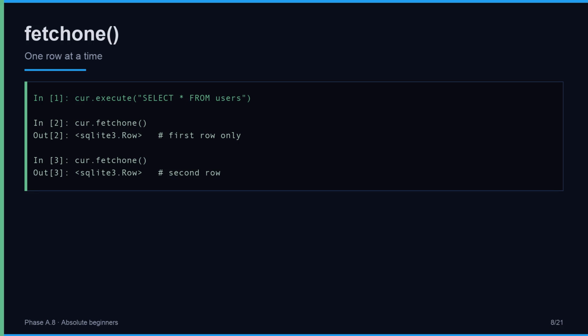fetchone is also memory friendly. You do not load the whole table into Python at once. One row at a time.